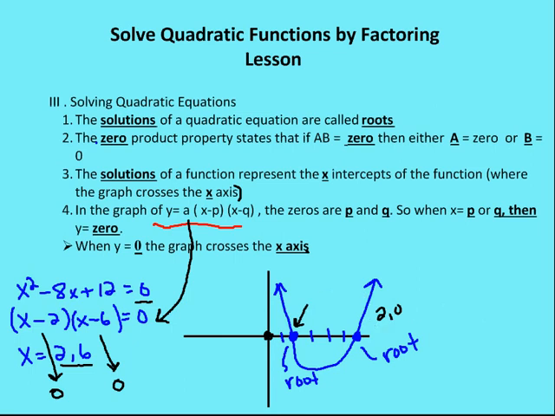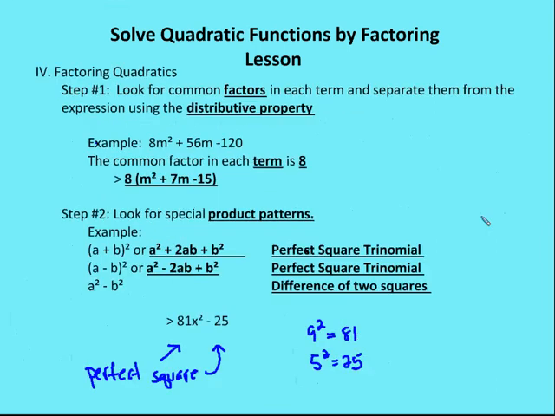Okay, moving on. So let's talk about actual steps in the factoring process. So when you factor, there are several steps to go through. The first one is to look for common factors. So in this example, I have 8m squared plus 56m minus 120, and I'm going to look for a common factor. So each of these coefficients is divisible by a certain value. Okay, the common factor in each term is going to be 8.